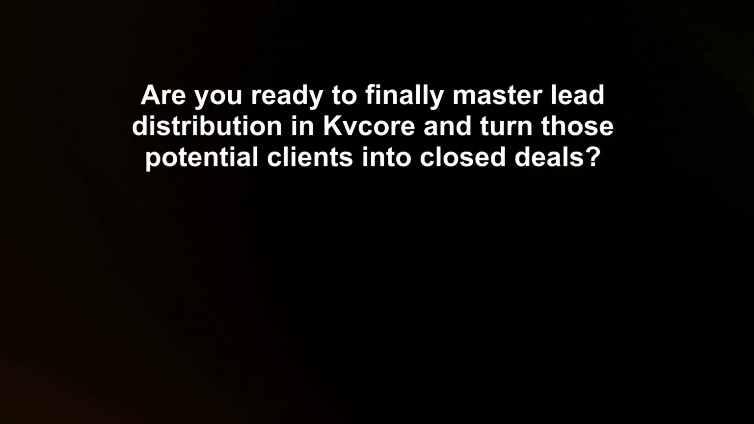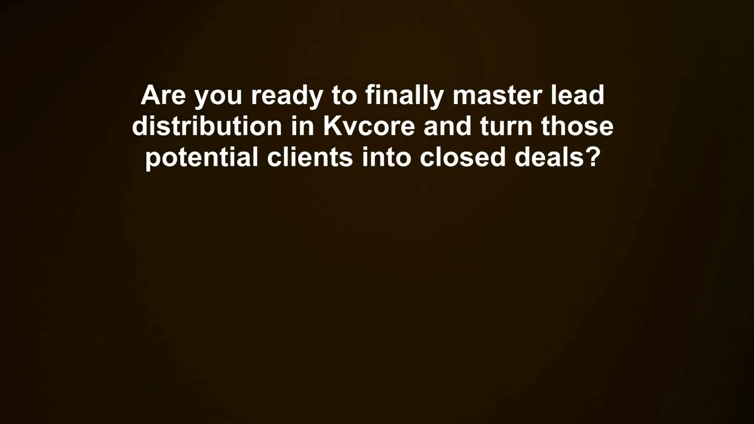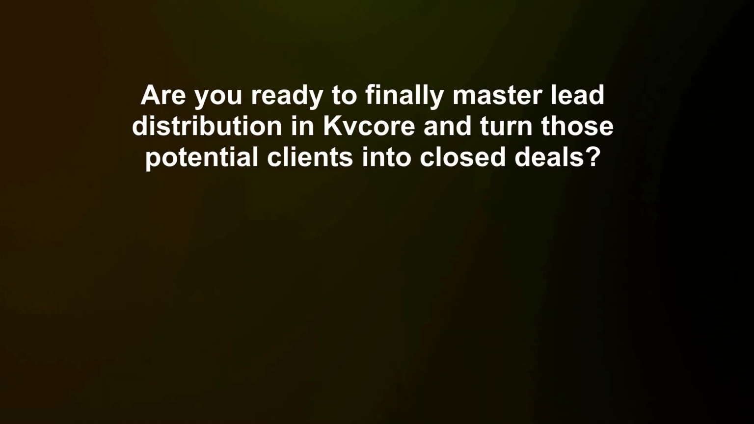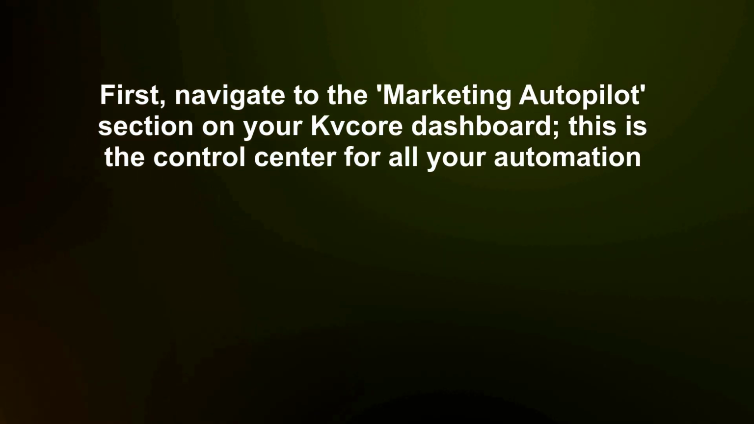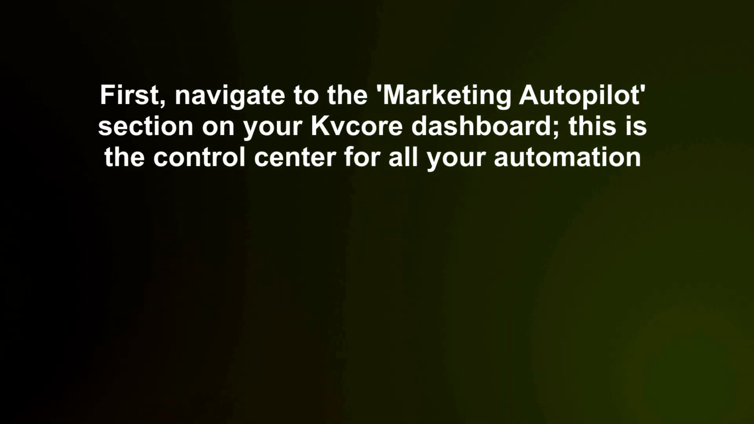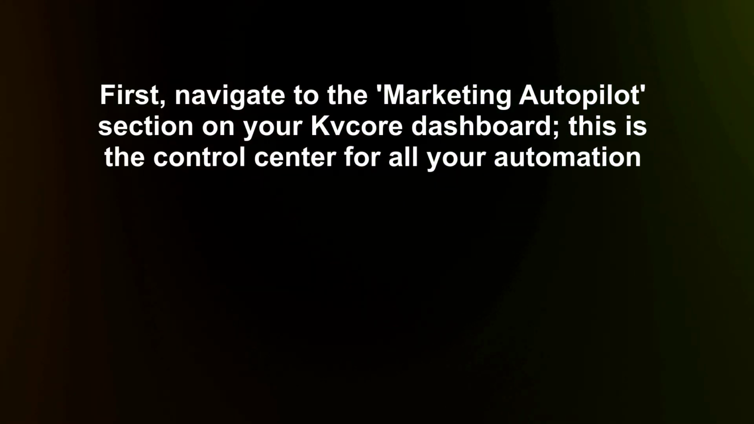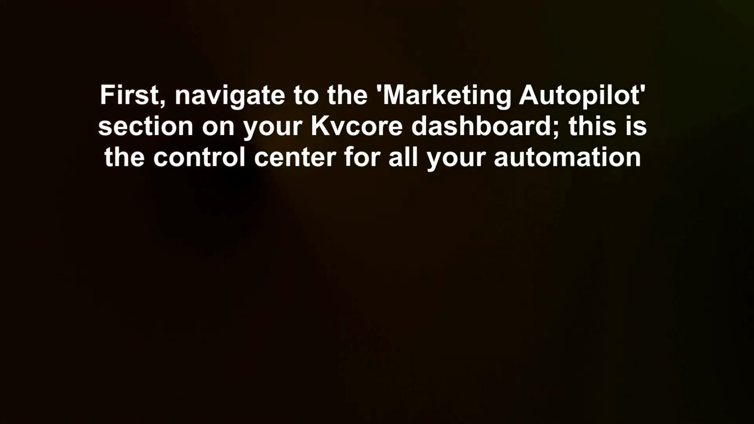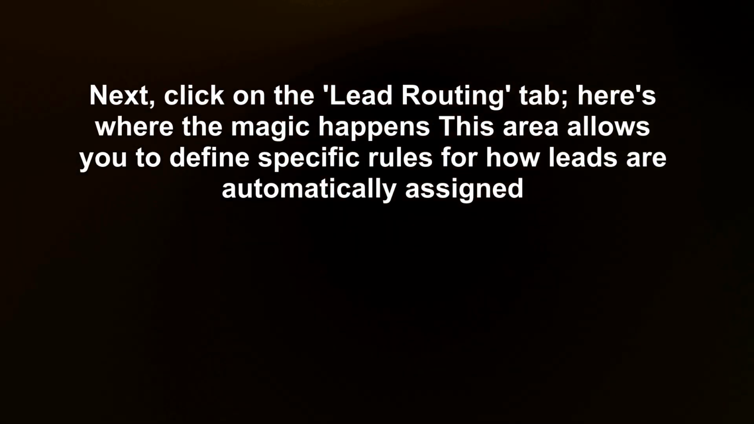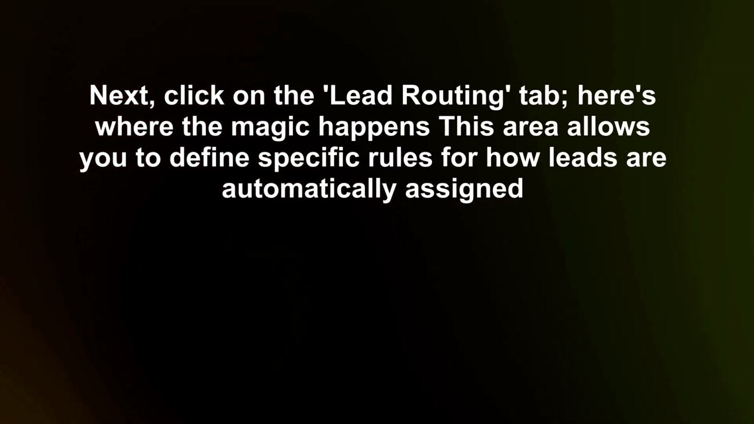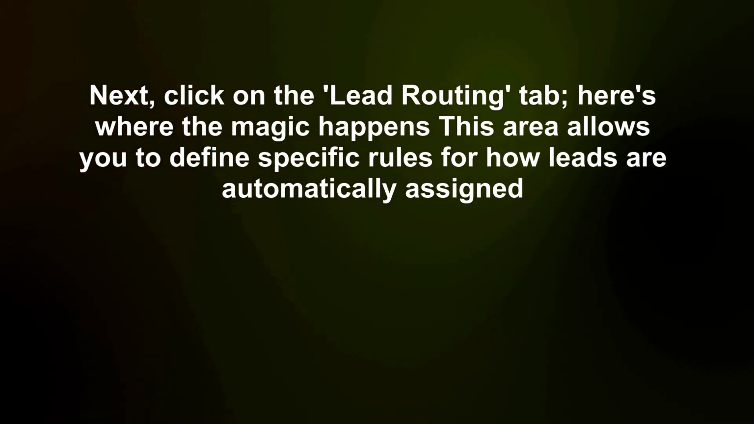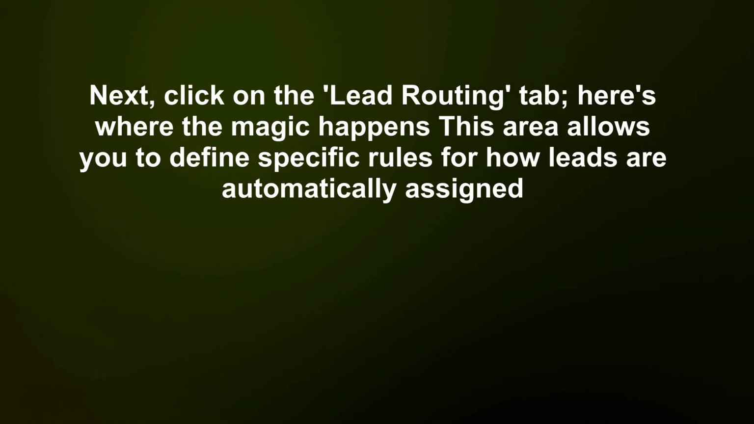Are you ready to finally master lead distribution in Kvcore and turn those potential clients into closed deals? First, navigate to the Marketing Autopilot section on your Kvcore dashboard. This is the control center for all your automation. Next, click on the Lead Routing tab. Here's where the magic happens. This area allows you to define specific rules for how leads are automatically assigned.